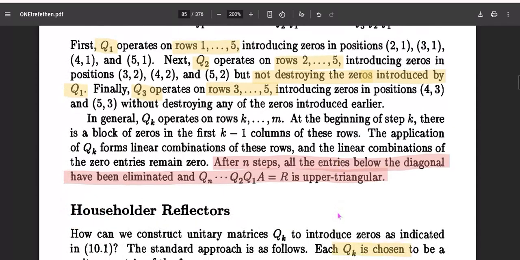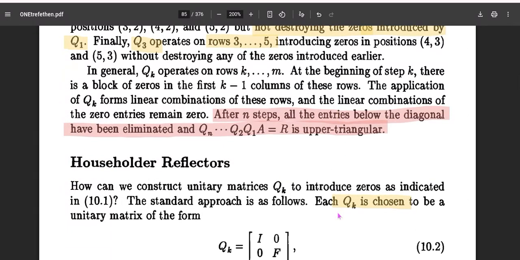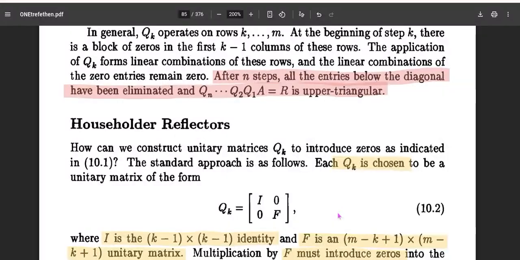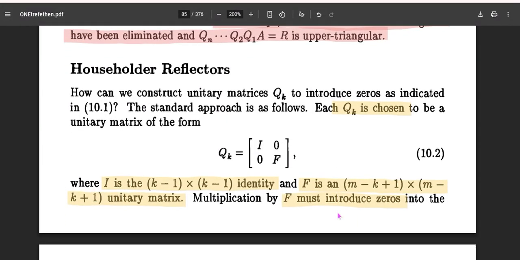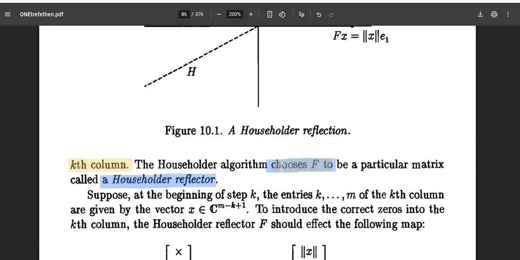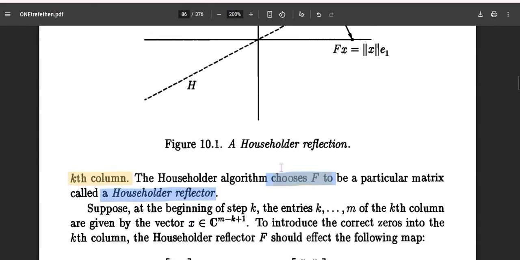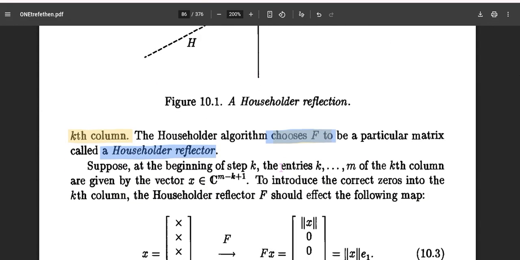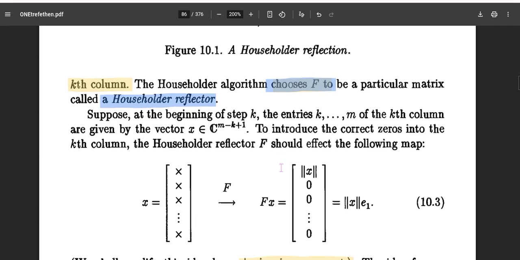So how do we compute these unitary or orthogonal matrices? This matrix, for example, at the kth step, can be computed by using an identity matrix and a special matrix called a Householder reflector. What does it mean by a Householder reflector? For example, when we take the kth step, the entries from the kth diagonal entry to the mth entry can be defined by a vector x, which is of size m minus k plus 1.